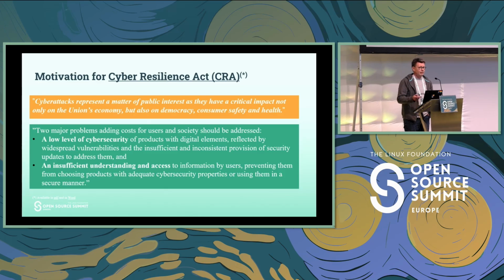And why is this? Why do we have this problem? Well, low level of cybersecurity. So maybe we need to look in the mirror. Why are there products with low cybersecurity? And also the insufficient and inconsistent provision of security updates. So even if something is found to be wrong, we don't get, as consumers, the fixes. So the problems persist.